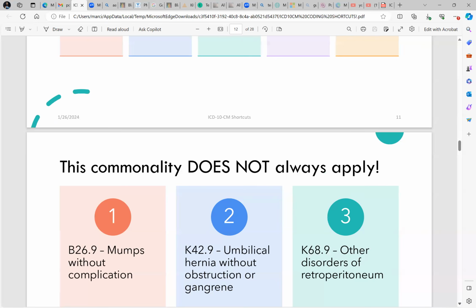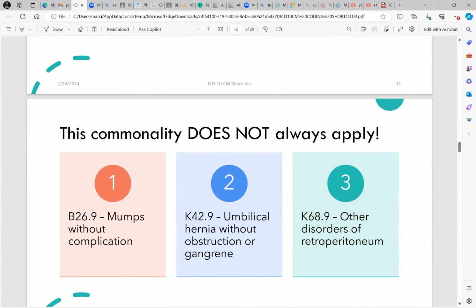Now, again, I want you to listen to me. This commonality does not always apply. So I also wanted to give you some examples with .9 codes that did not reflect unspecified. B26.9 is mumps without complication. Kind of like the diabetes E11.9, which is diabetes without complications. So mumps without complications is B26.9.